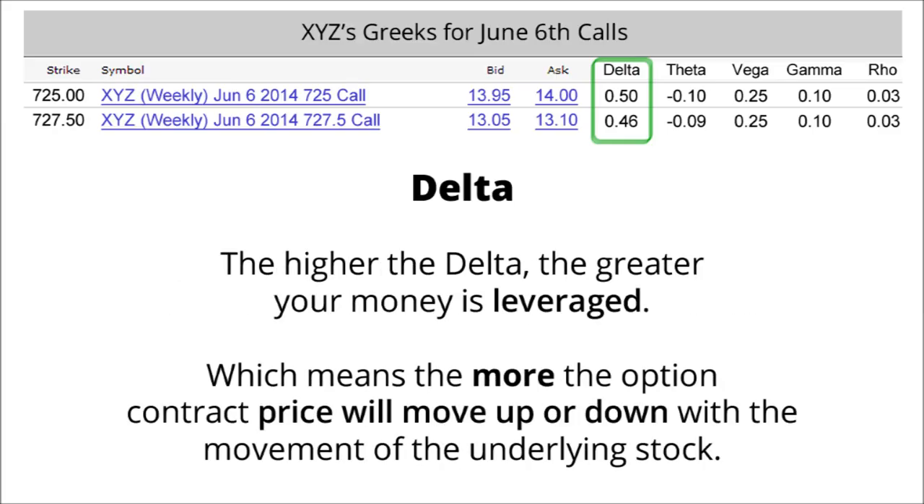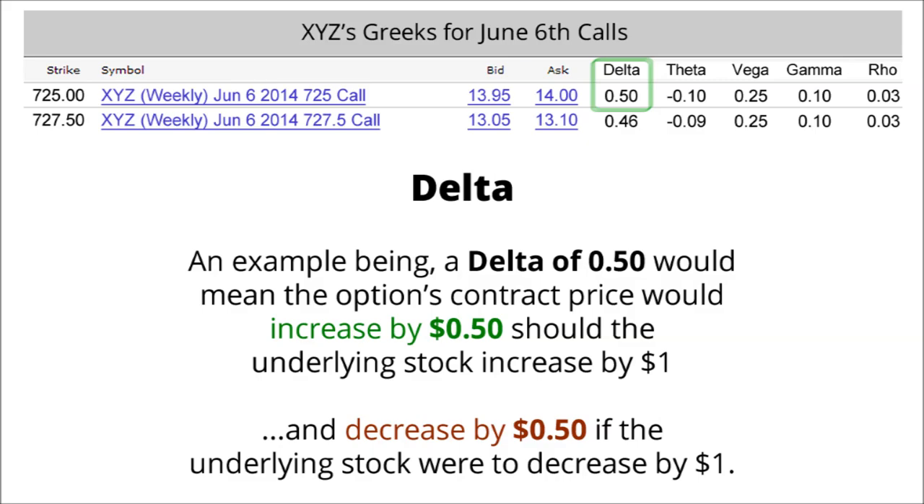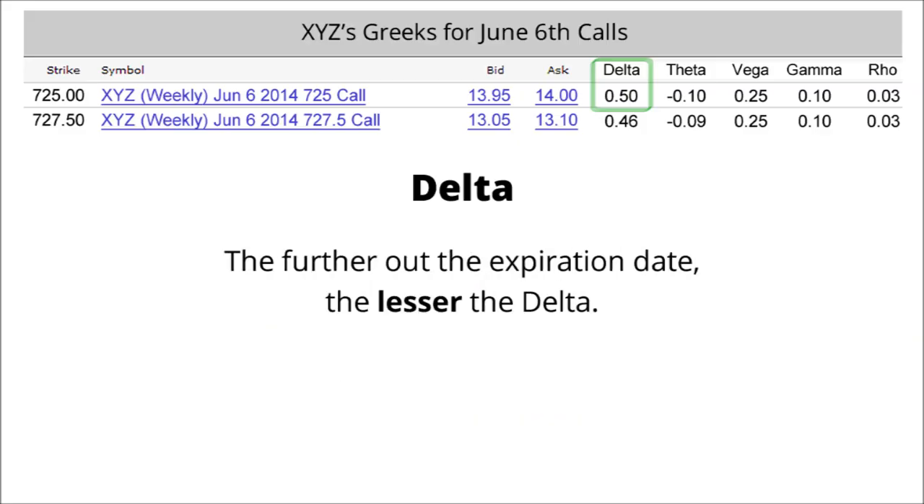The higher the delta, the greater your money is leveraged, which means the more the options contract price will move up or down with the movement of the underlying stock. An example being, a delta of 0.50 would mean the options contract price would increase by 50 cents should the underlying stock increase by $1, and decrease by 50 cents if the underlying stock were to decrease by $1. The further out the expiration date, the lesser the delta.